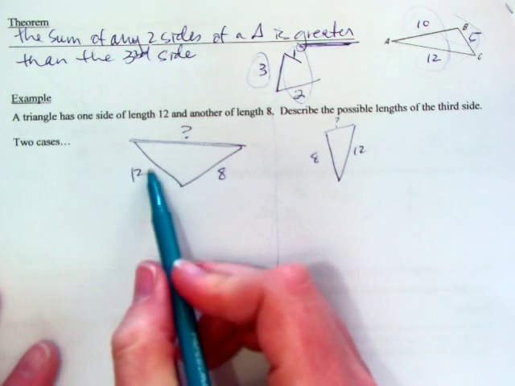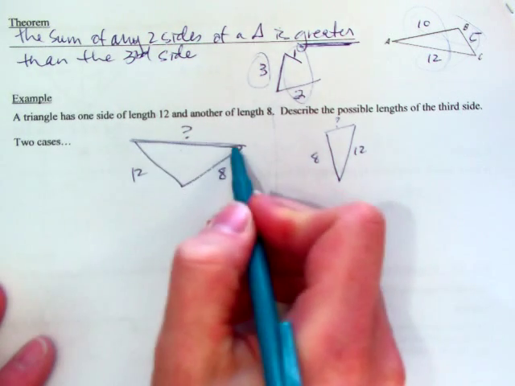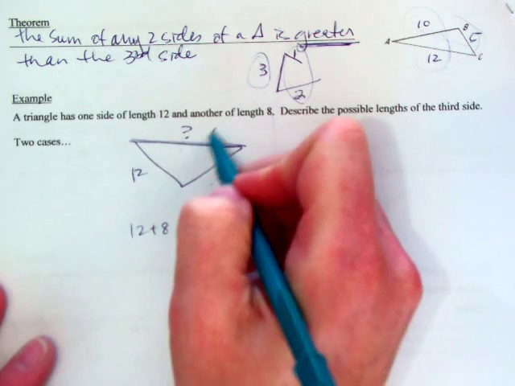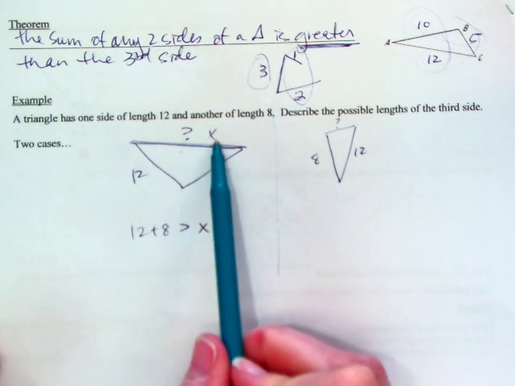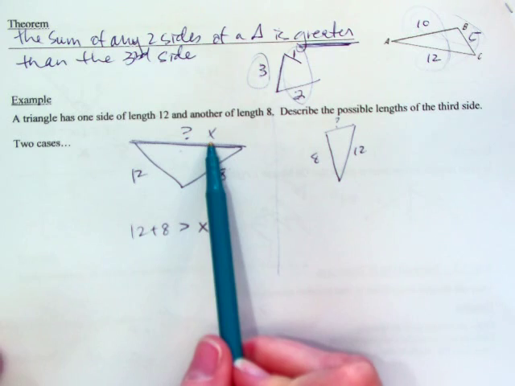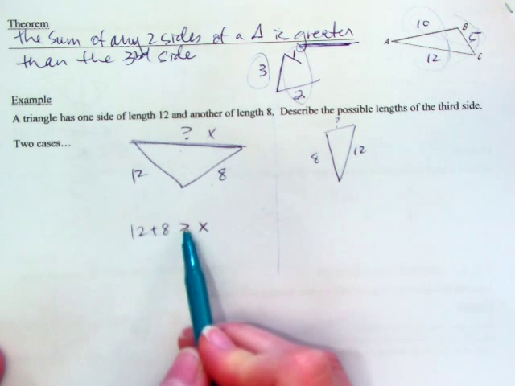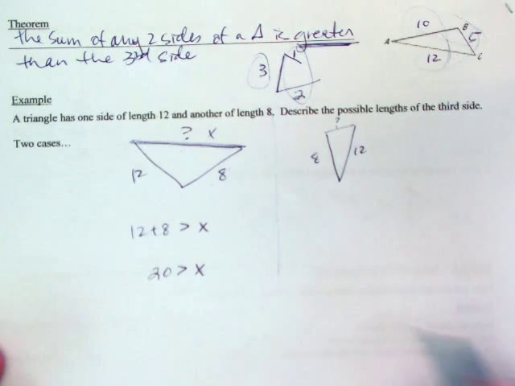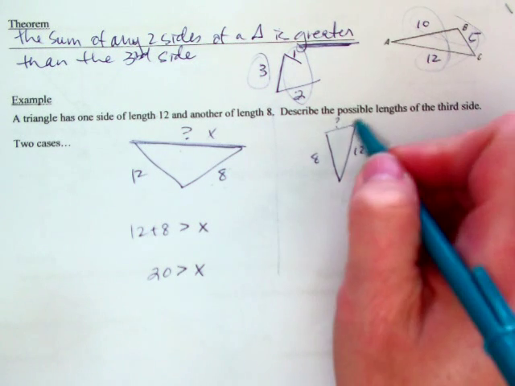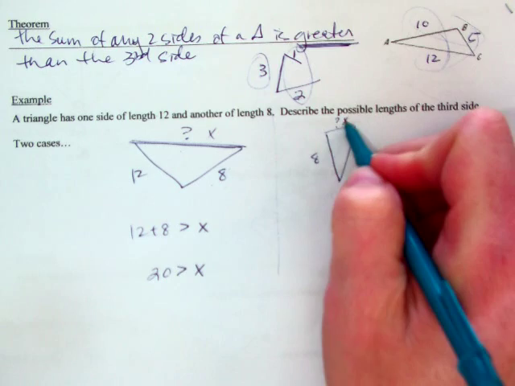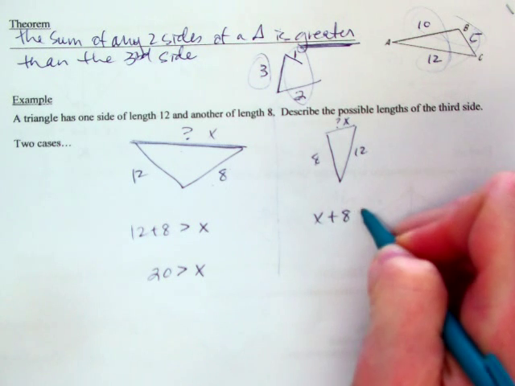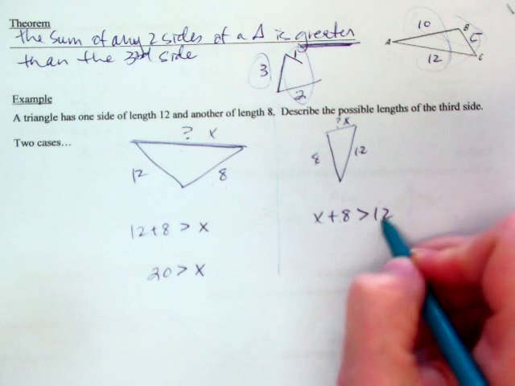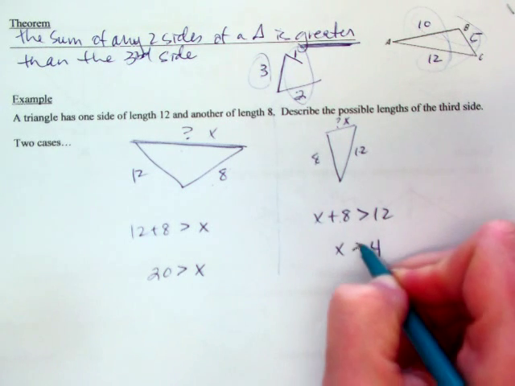So in this case, if this guy is the biggest side, then that means that 12 plus 8 have to be greater than it, because any two sides have to be bigger than the third one. So if this guy is supposed to be the biggest, then these two have to be bigger than it. So x has got to be less than 20. The other way around, if this is the smallest side, then the smallest plus the medium has to be bigger than the biggest, which would be 12 this time. So if I subtract 8, then that means x has to be greater than 4.